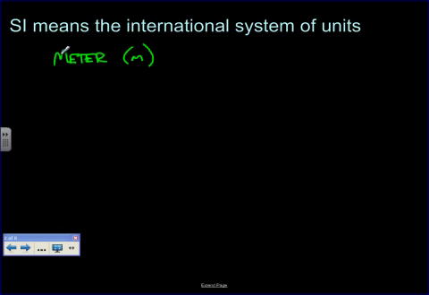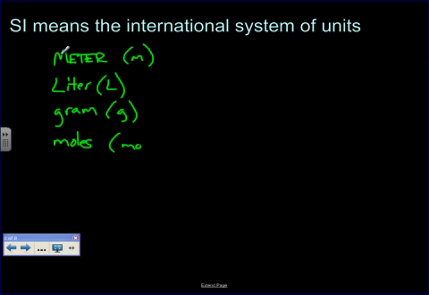So the things that we're going to be using for most of our measurements, we're going to use the meter. We're going to use a lot of the liter in chemistry class. We're going to use grams instead of pounds. And we're going to use something called moles a lot. We're going to talk a lot more about that later, but that may be the most important of these things in chemistry, but you won't really know what that is. Just know that it's an SI base unit at this point.